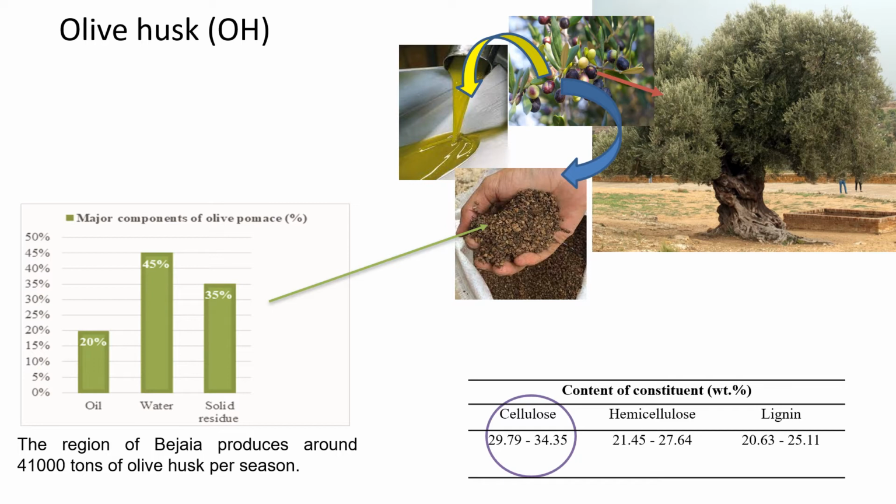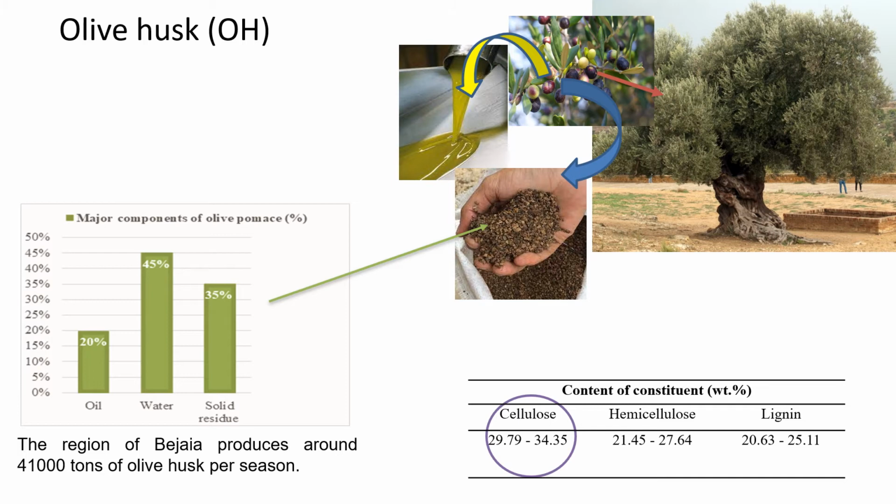For example, Béjaïa, which is one town in the north of Algeria, produces around 41,000 tons of olive husk per season.